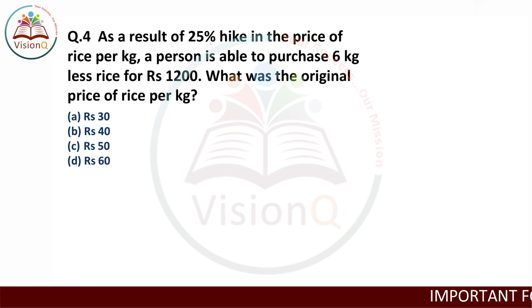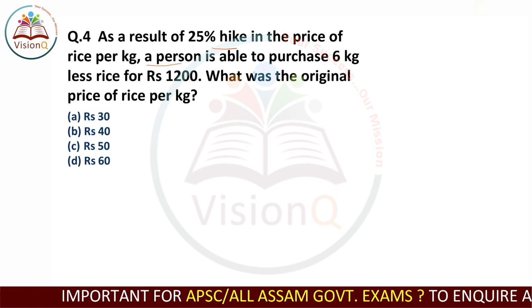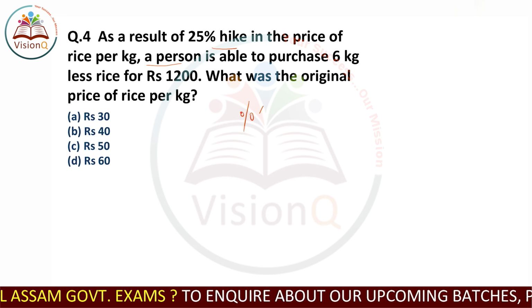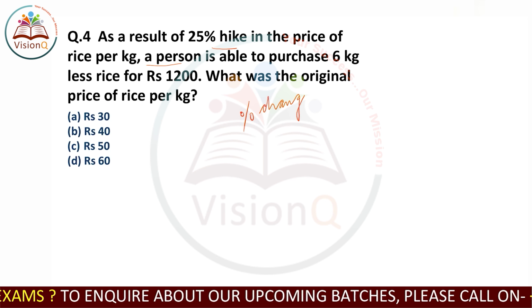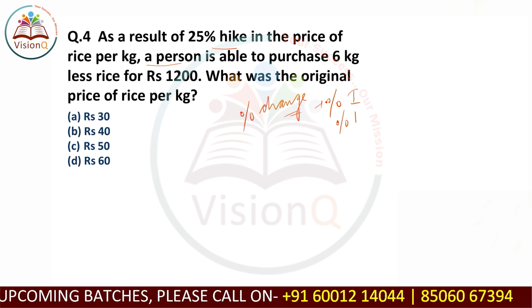As a result of a 25% hike in the price of rice per kg, a person is able to purchase 6 kg less rice for rupees 1200. This is a question based on the concept of percentage change. Percentage change is of two types: percentage increase and percentage decrease.